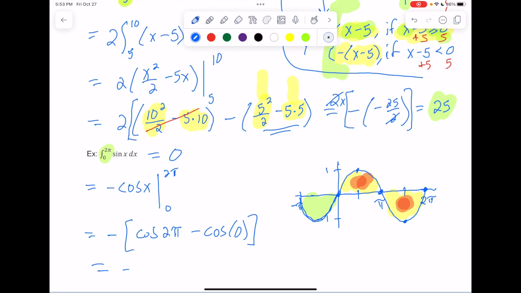What is the cosine of 2 pi? So do a tiny bit of unit circle work over here. 2 pi is right here. Cosine is 1 in that spot. What about cosine of 0? That's the same spot. 2 pi is making a full circle before you get there, but they're both the same kind of terminal angle. So cosine of 0 is also 1. The 1 and the negative 1 cancel. We get negative 0, or just 0.